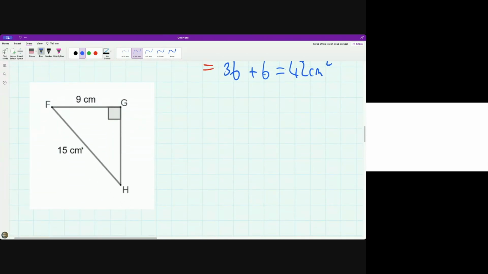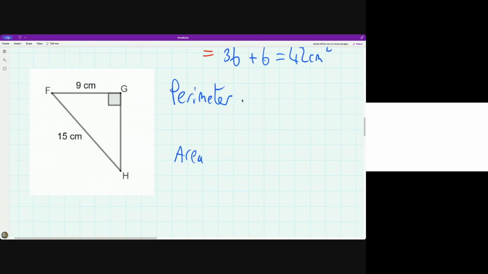Okay. Find me the perimeter and the area of this shape.